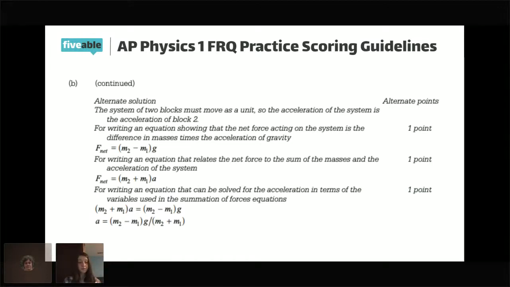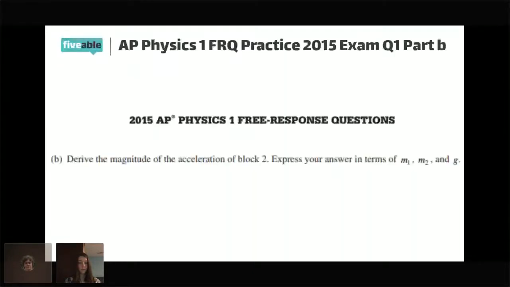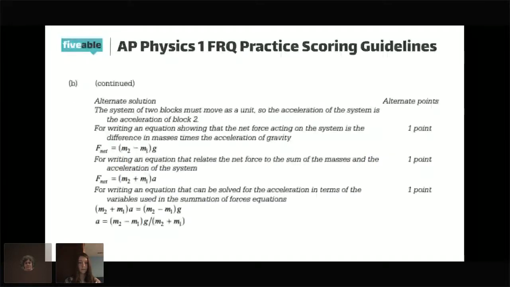So basically what they did was write a difference showing that the net force acting on the system is the difference in masses times the acceleration of gravity. If you look at the free body diagram, the tension is internal to the system, and the tensions cancel out. So the net force is the difference between the gravities. Then it also says to write an equation that relates the net force to the sum of the masses and the acceleration of the system. So we have F net is equal to the mass of the system times acceleration. Because both those F nets are equal to one another, you can set them equal to each other and solve for a, which is mathematically easier for most people probably, but I recommend against it.